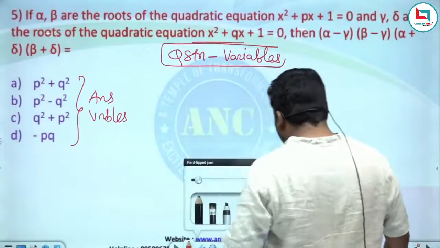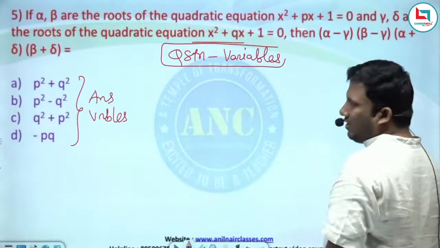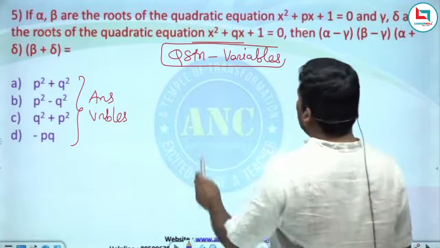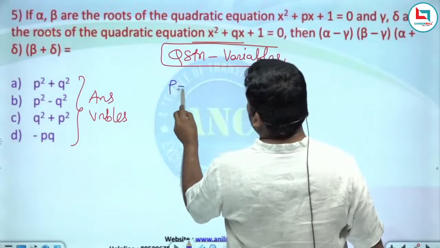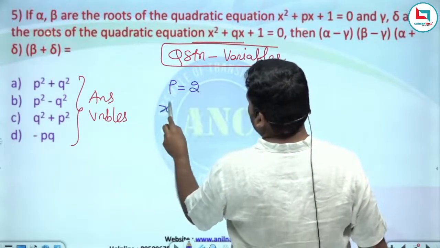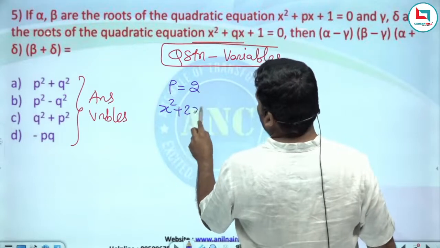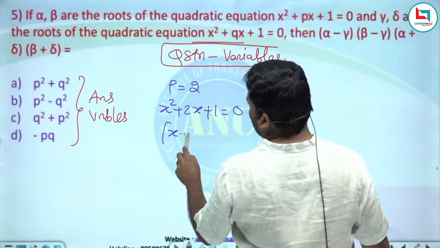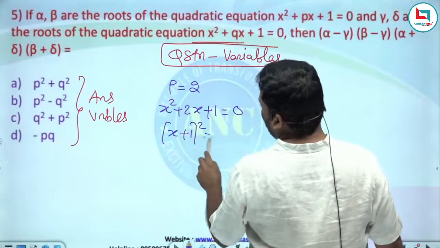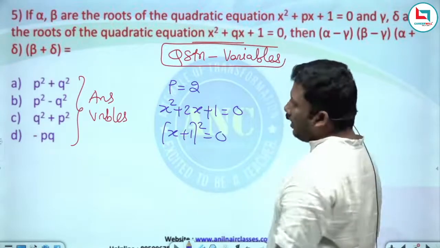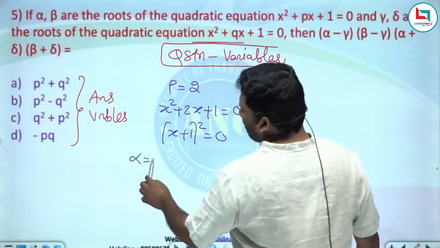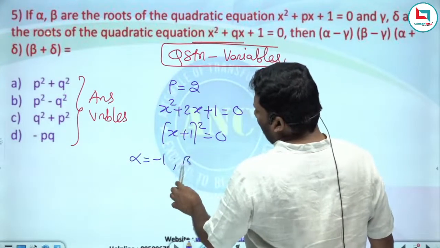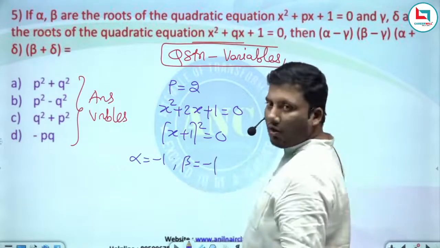Here the question is a variable, answer is a variable. Very, very easy way to solve. Take p equivalent to 2. So this will become x square plus 2x plus 1 equivalent to 0. x plus 1 whole square is equivalent to 0. That means alpha is minus 1 and beta is minus 1. Are you all with me?